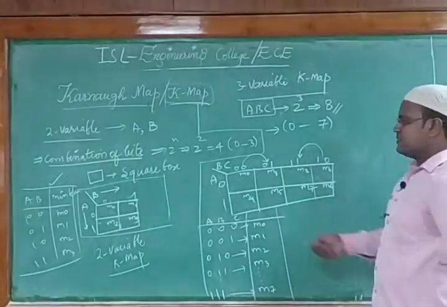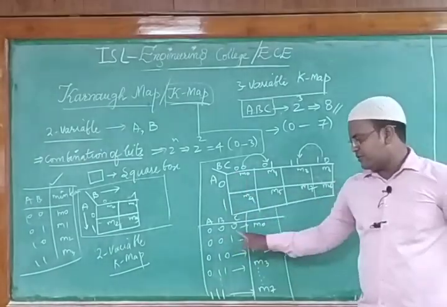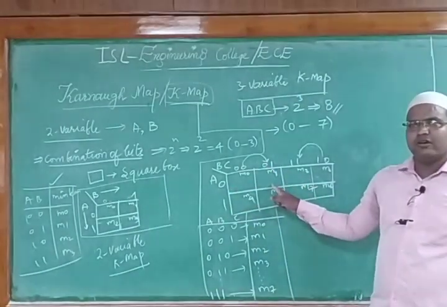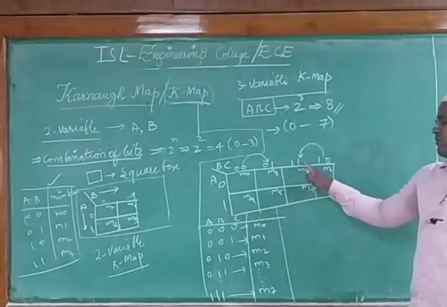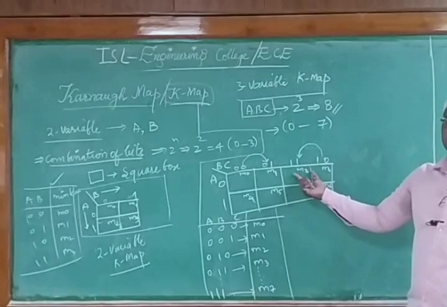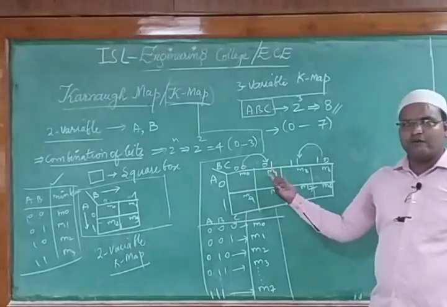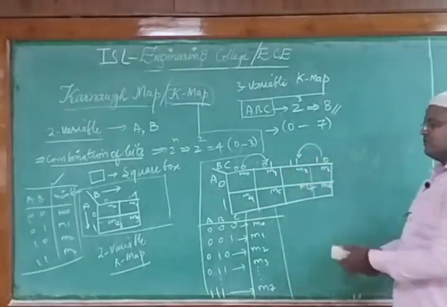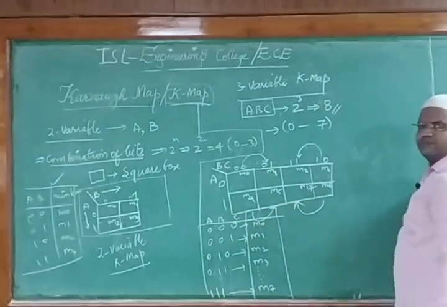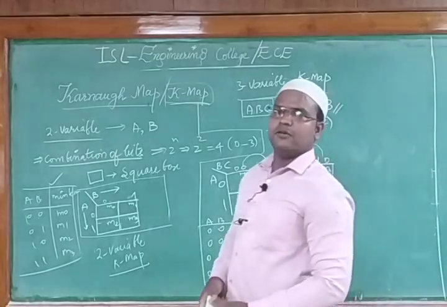In this way, first I want to get M0. How do I get M0? All zeros, 0,0,0, is M0. Next M1 is 0,0,1. Next 0,1,1 is M3, that's what is written, M3. Then 0,1,0 is M2. So that's what you got: M0, M1, M2, M3. Here also M4, M5, then M6, M7. So this is the way of representing your 3 variable K-map.